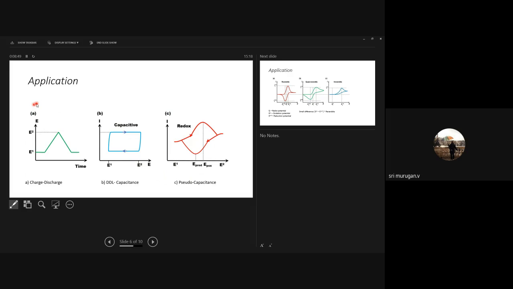So for applications, from the CV we'll get different results. It depends upon what kind of experiment we are setting up. If you are measuring a voltage with respect to time, we'll get a charge discharge curve. Both are the same actually. So we are varying the potential and measuring the current, depending upon the curve.